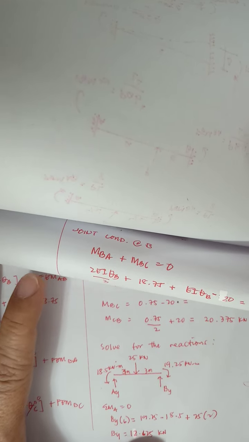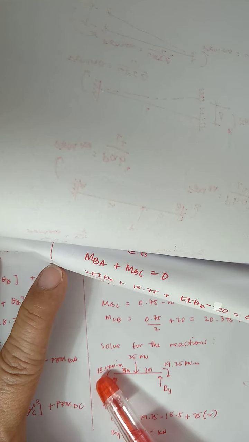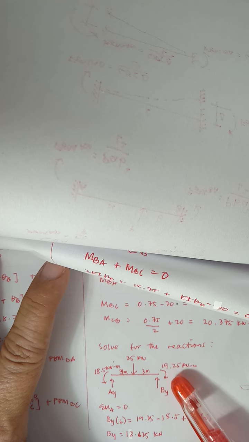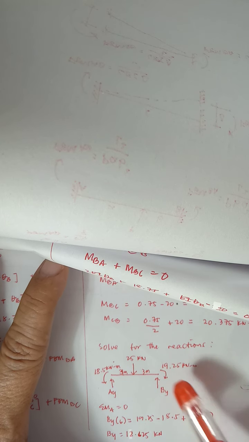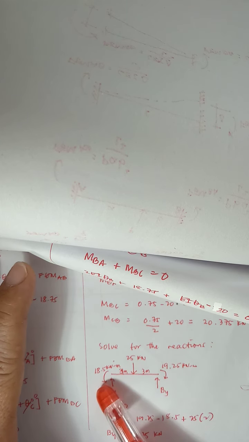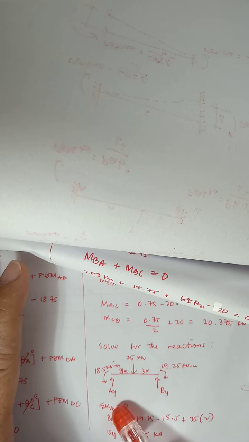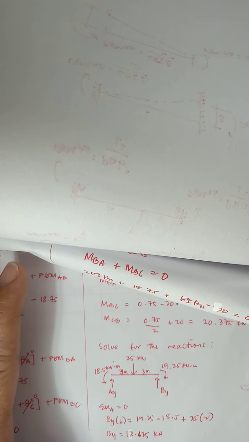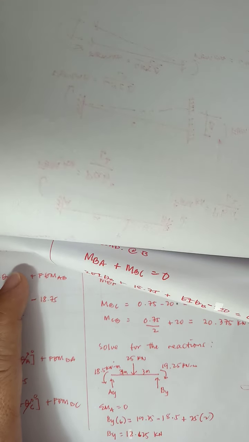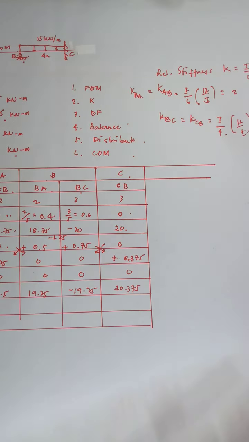So 18.5 on one side and 19.25 on the other. Positive means clockwise, and at AB it is counterclockwise because it is negative 18.5. Now, after determining the moments at the joints, you can proceed to determine the reactions, which I already explained in STE, and then you can draw the shear and moment diagram. Okay, so thank you.